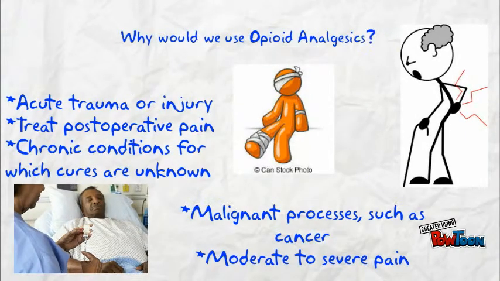But why would we use opioid analgesics? We could use it for acute trauma or injury, treatment of postoperative pain, chronic conditions for which cures are unknown, malignant processes such as cancer, and moderate to severe pain, including neuropathic or nociceptive pain.